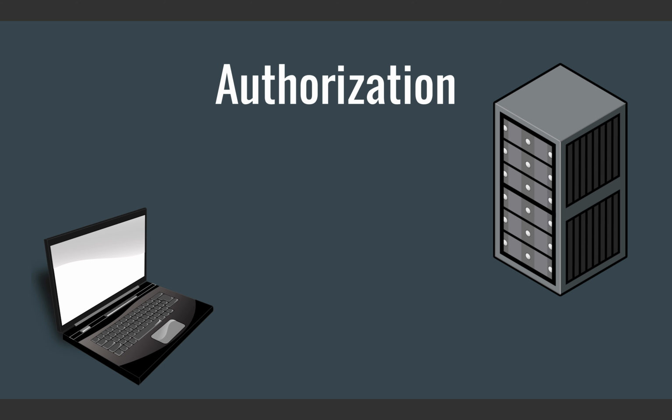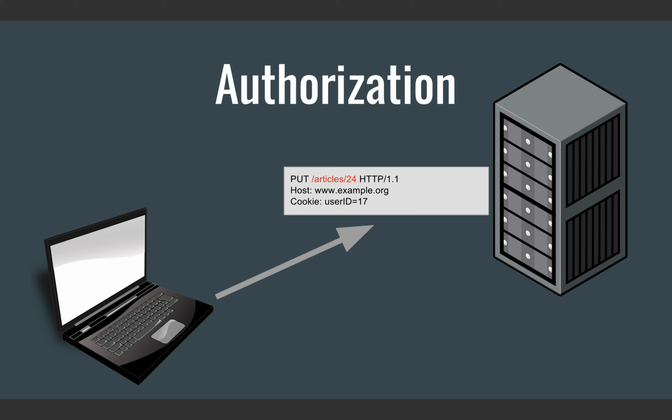So the client makes a request to the server. In this case, they want to do an update. So a PUT request on articles/24. The idea is they want to make an update on that URL. Along with that request, they send their cookie. And their cookie has their user ID inside of it. And hopefully it's signed like we've set it up, so that way the server can verify that it was the one that set that cookie.